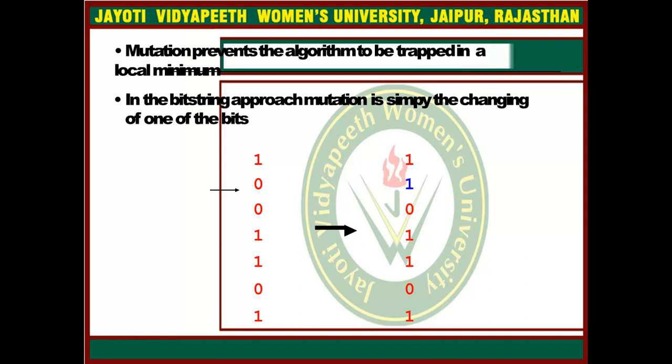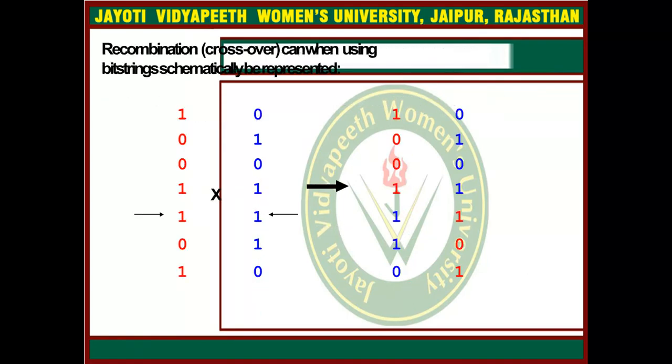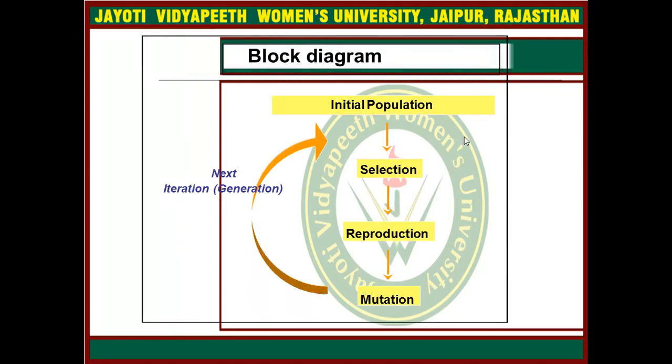Now the mutation prevents the algorithm from being trapped in a local minimum. In the bit string approach, mutation is simply the changing of one of the bits. Okay, now you can see here this 0 changes to 1. So that's why I'm saying in the bit string approach, mutation is simply the changing of bits as required in the algorithm. If the solution is not found, then again it starts from the initial population.